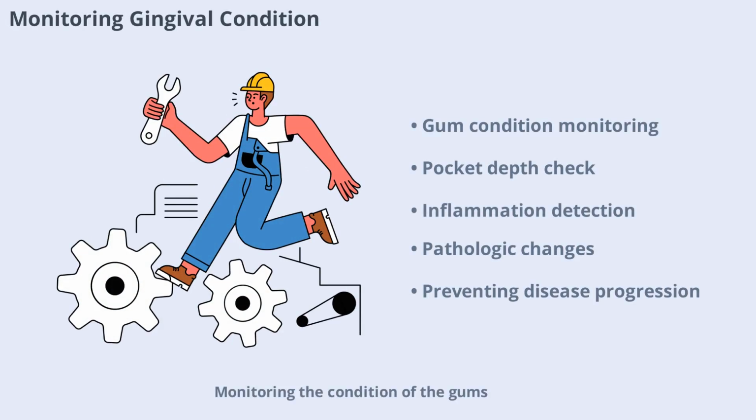Monitoring the condition of the gums is essential during the maintenance phase. Clinicians check for pockets, inflammation, and other pathologic changes. Early detection of issues allows for prompt treatment and prevents progression of disease. By keeping a close eye on gingival health, clinicians support the stability and longevity of the dentition.